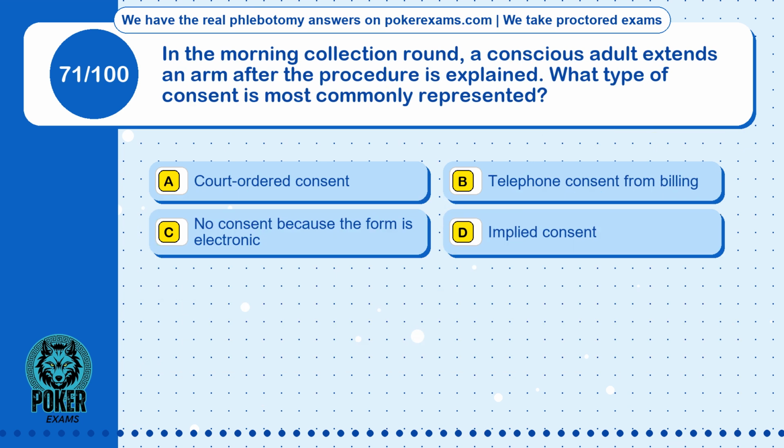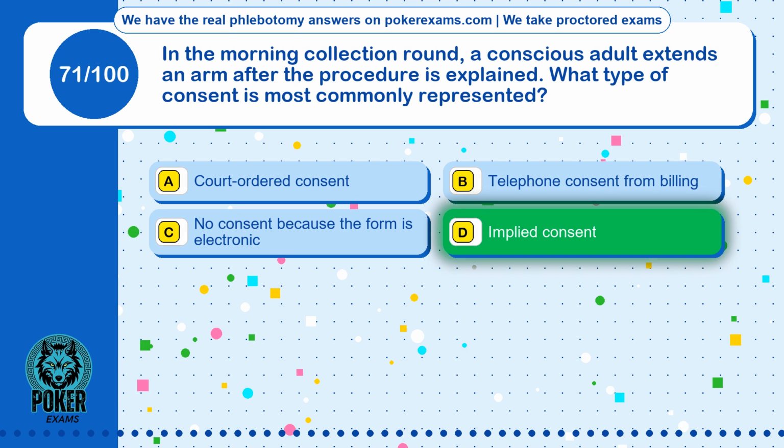Question 71. In the morning collection round, a conscious adult extends an arm after the procedure is explained. What type of consent is most commonly represented? Option A, court-ordered consent. Option B, telephone consent from billing. Option C, no consent because the form is electronic. Option D, implied consent. The correct answer is option D, implied consent.